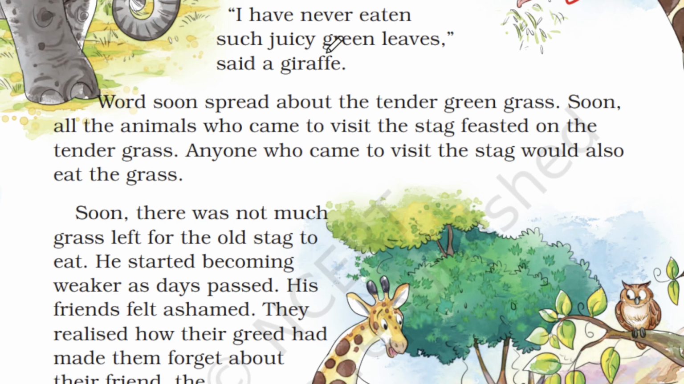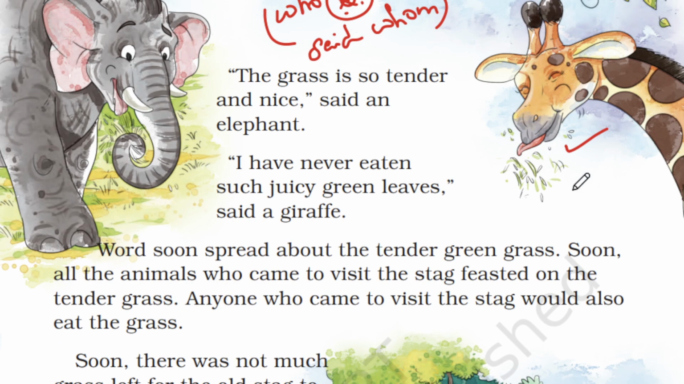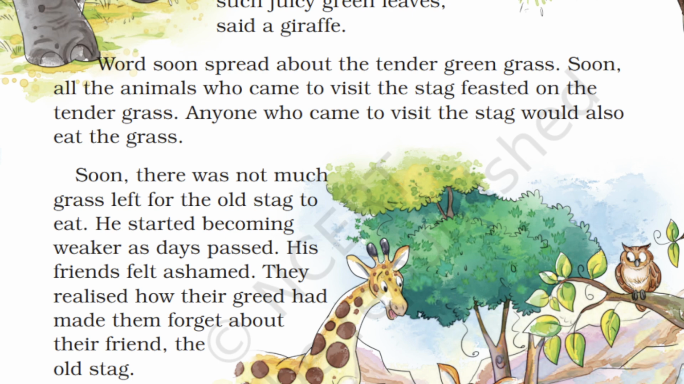Okay. So word soon spread about the tender grass. So what happened after the elephant and giraffe tasted? Everyone came to know about the tender grass. Soon all the animals who came to visit the stag feasted on the tender grass. Anyone who came to visit the stag would also eat the grass.